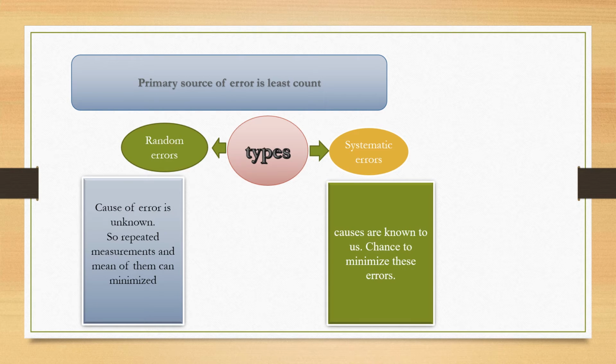The second type of error is systematic errors. The causes are known to us. That means we know why the error is occurring, so we have to minimize it by adjusting the cause. The causes may be temperature or pressure. We can adjust temperature by changing the place, and pressure too. By changing the cause, we minimize this error.